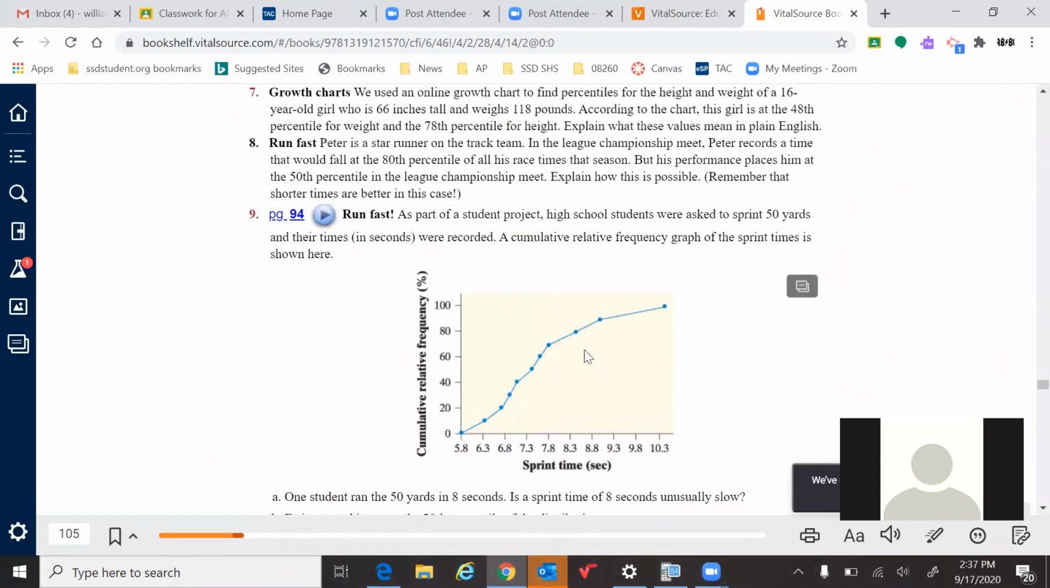So here's the picture. This is a cumulative relative frequency graph. And this is the time it took to run 50 yards. Okay. Now, keep in mind, lower time is better. But this is the sum of what proportion of the kids ran that time or faster. So when you get to the pokey kid over here, 10.3, that's everybody in the data set. That's the sum there.